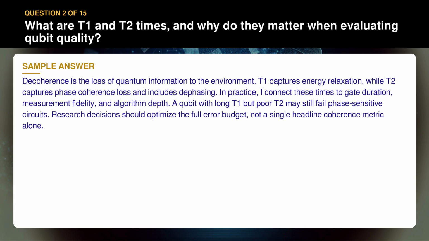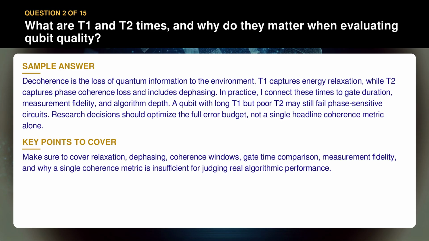A qubit with long T1 but poor T2 may still fail phase-sensitive circuits. Research decisions should optimize the full error budget, not a single headline coherence metric alone. Make sure to cover relaxation, dephasing, coherence windows, gate time comparison, measurement fidelity, and why a single coherence metric is insufficient for judging real algorithmic performance.